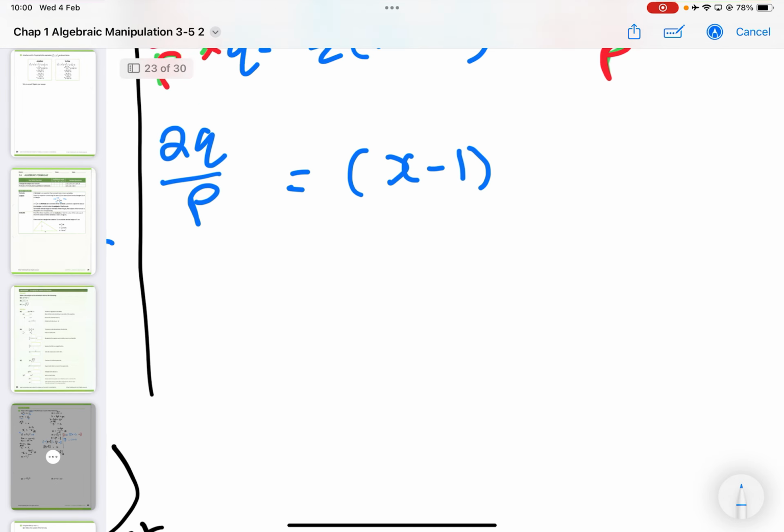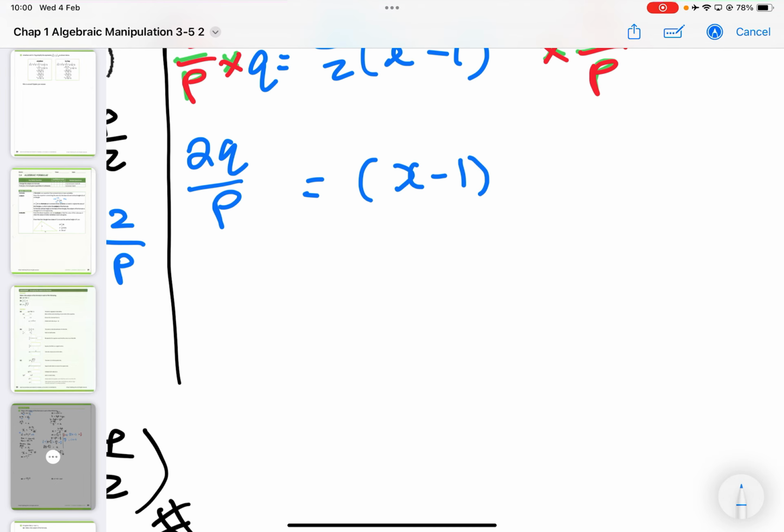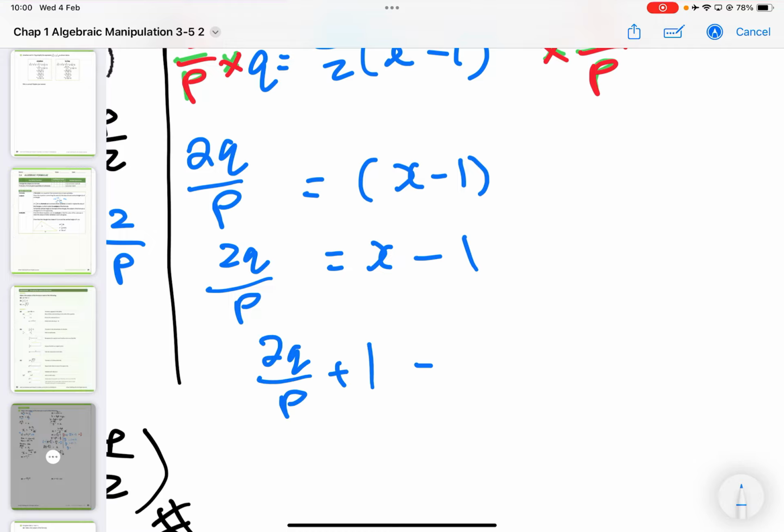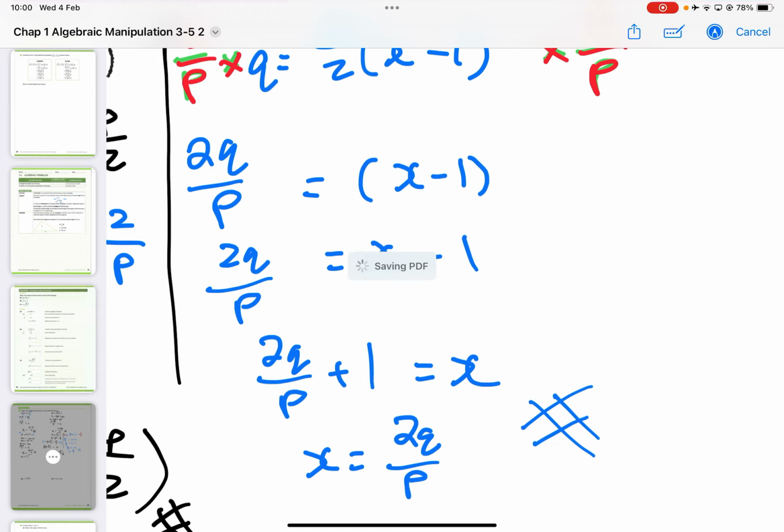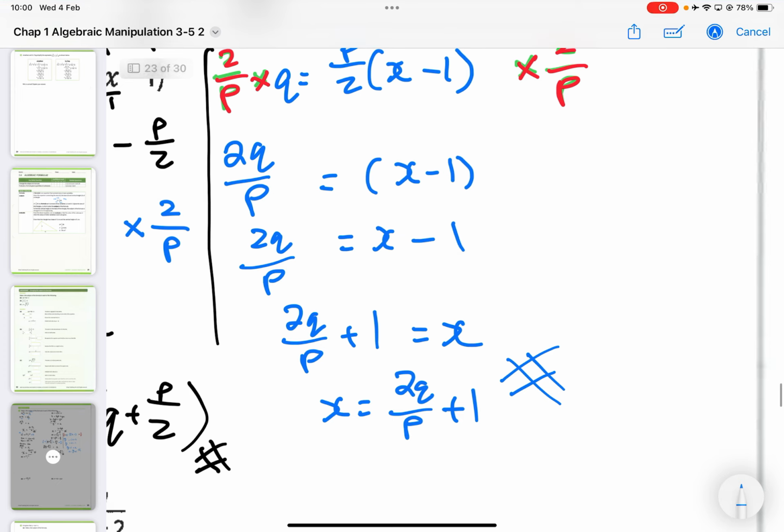Now right hand side, I got nothing else already. Don't have times, don't have plus, don't have divide. So it is just x minus 1 is equal to 2q over p. If I want to make x the subject, I just bring this minus 1 across. Answer. Okay, so this is the nicer answer that I told you. Just like that.